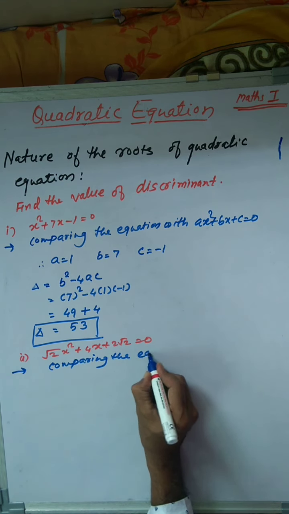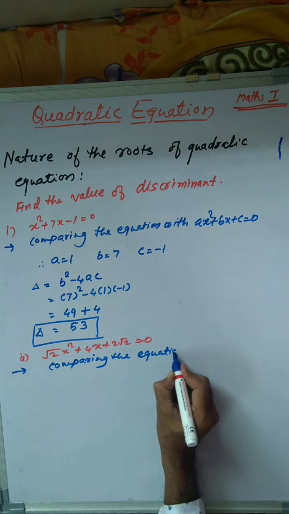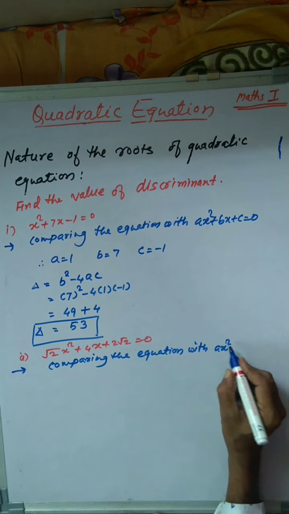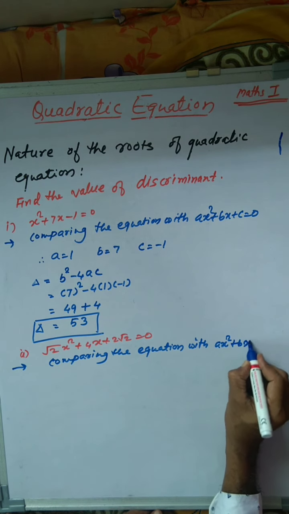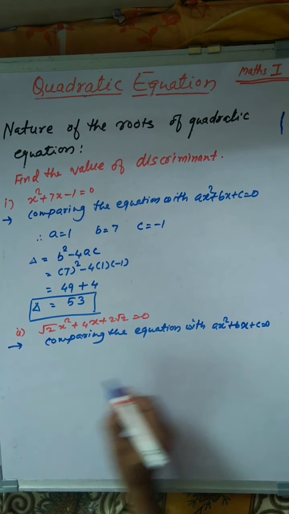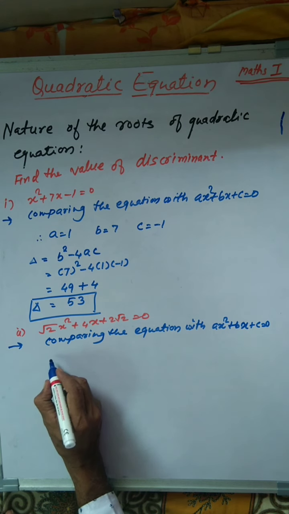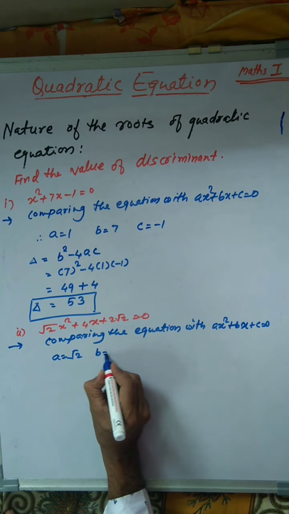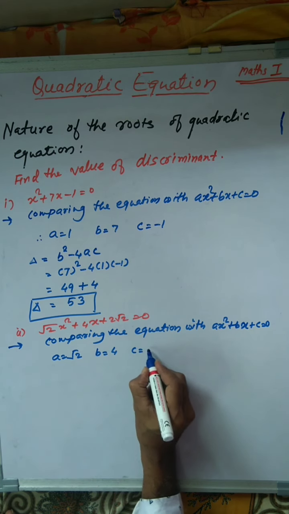The equation, compared with ax square plus bx plus c is equal to 0. We get a is equal to root 2, b is equal to 4 and c is equal to 2 root 2.